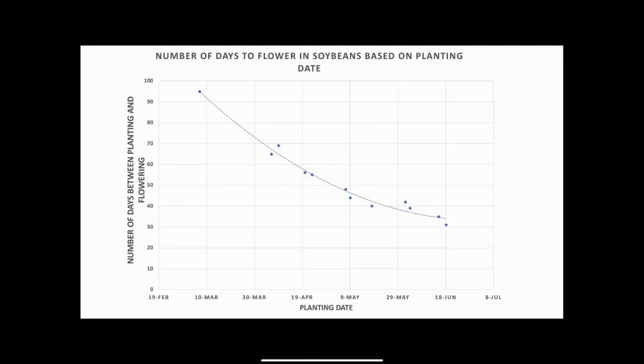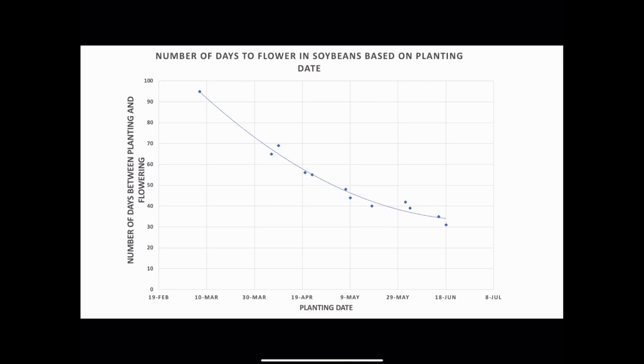So we have a really wide range of planting dates, and we're looking at that interaction between varieties, seed treatments, and timing of planting. Now we've repeated this planting date study over the past several years, and we've planted as early as we can and planted every couple weeks.